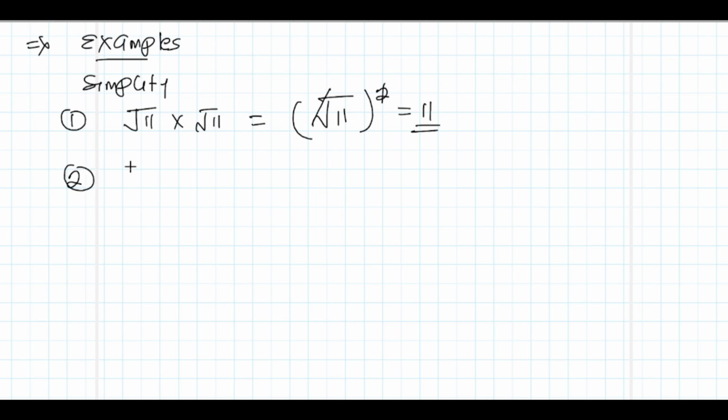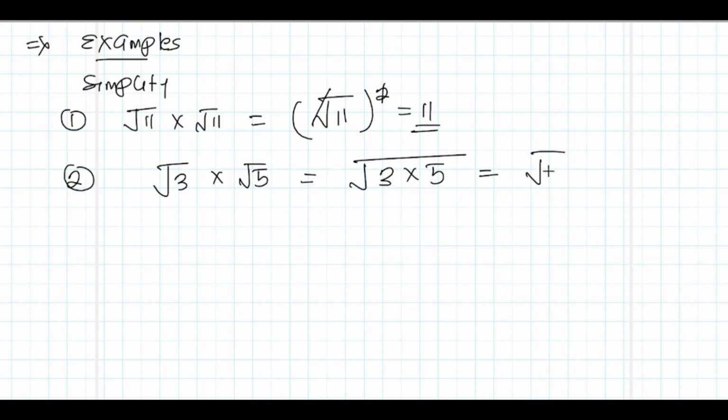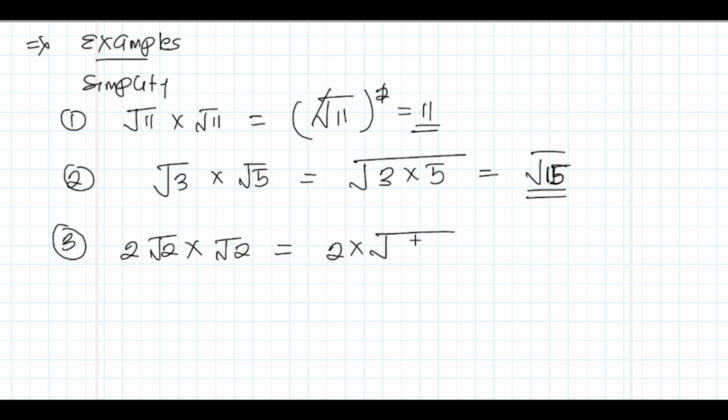Number two, root 3 times root 5. Root 3 times root 5 is the same thing as putting 3 and 5 under the square root, which is root 3 times 5, which is root 15. So you can multiply such. Number 3, 2 root 2 multiplied by root 2 equals 2 times, collecting like terms under the square root, 2 into root 4, and root 4 is 2, so we have 2 times 2, which equals 4. So we have all those examples.